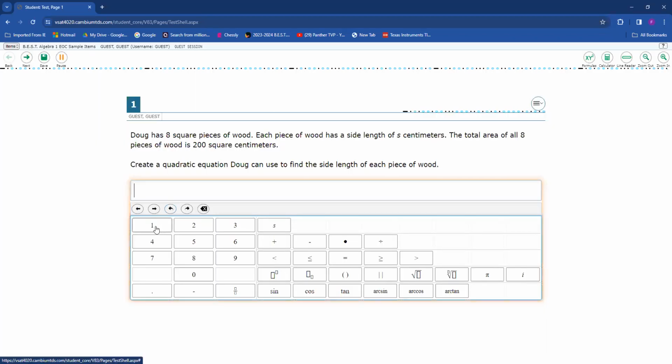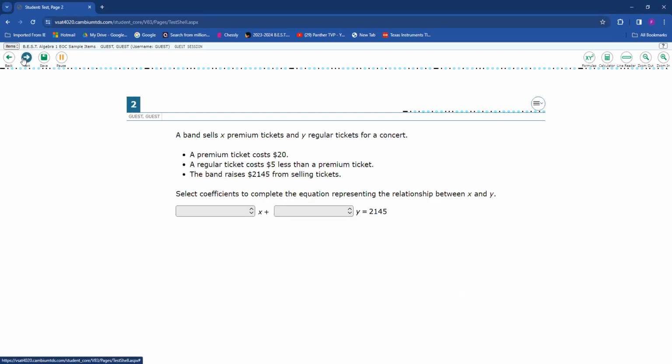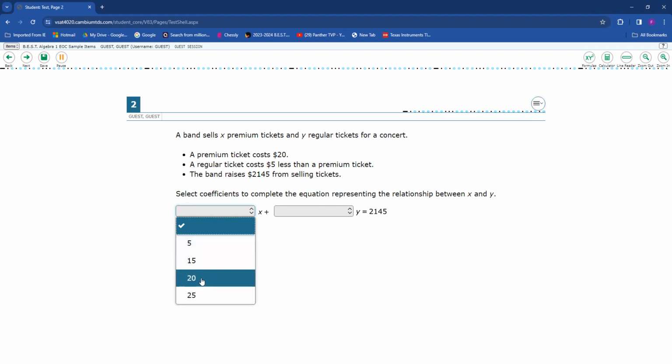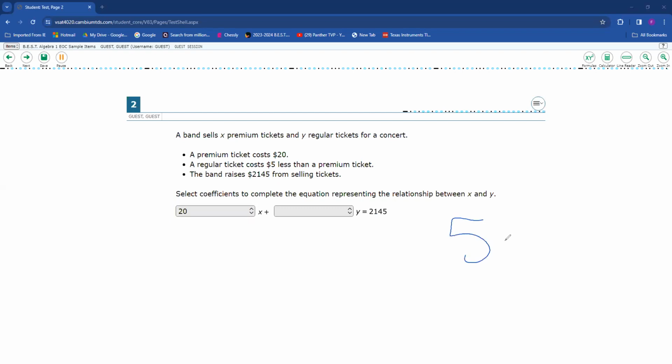Question 2. Okay, so I have to type something in order to move on. Okay, so again, a premium ticket costs 20. I think this one was fine. 5 less than. So when we say less than, we have to start writing from the 20. It's not 5 minus something. Remember, when you do less than with the symbol, it says to go to the left, right? If it was an arrow. So I do 5 less than 20.